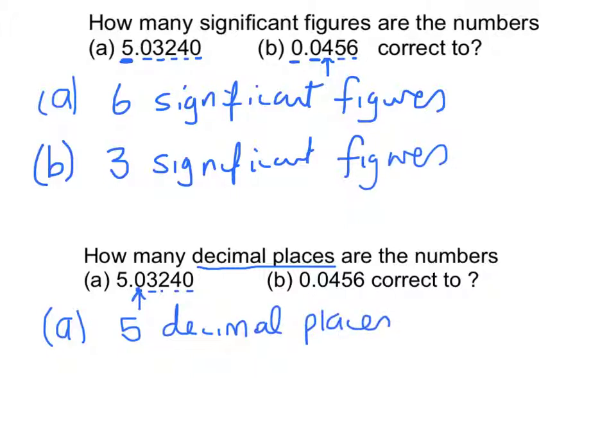If we look at the second one, part B, again you start counting every digit after the decimal point. So the first digit after the decimal point is a 0, that's the first, then a 4, 2, 3, 4. So there are 4 digits after the decimal point, so part B is accurate to 4 decimal places.